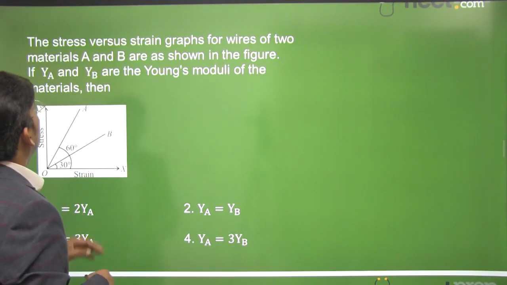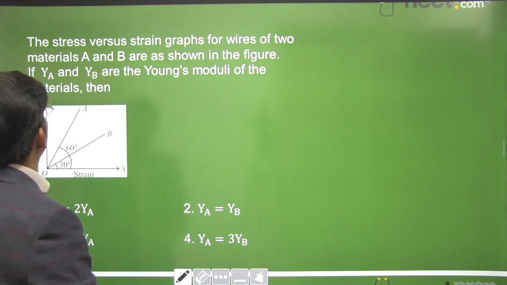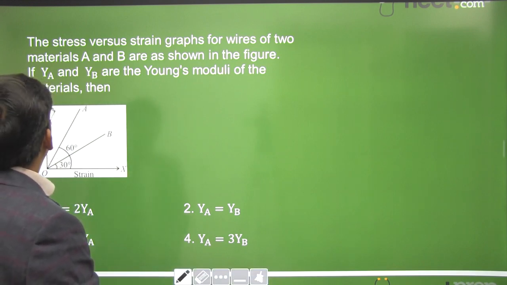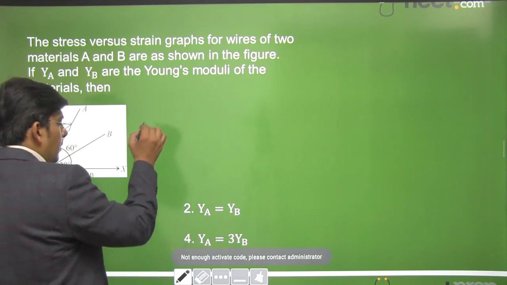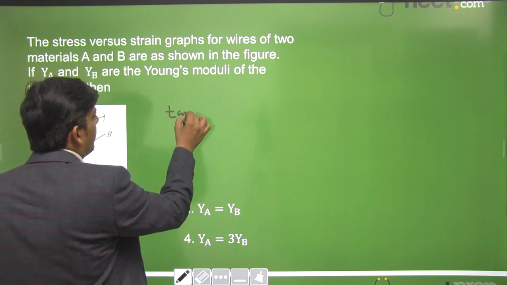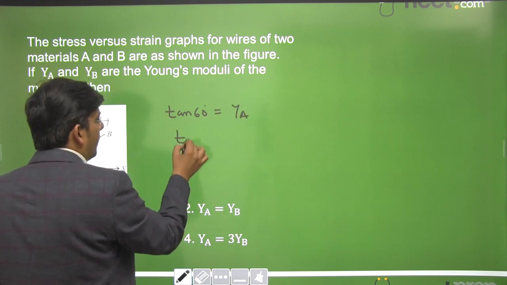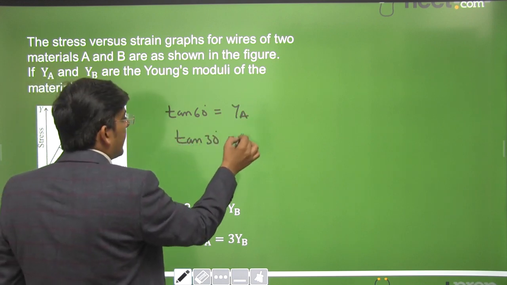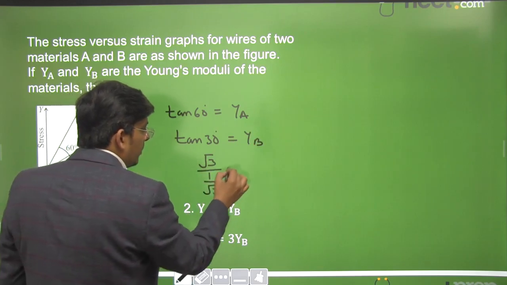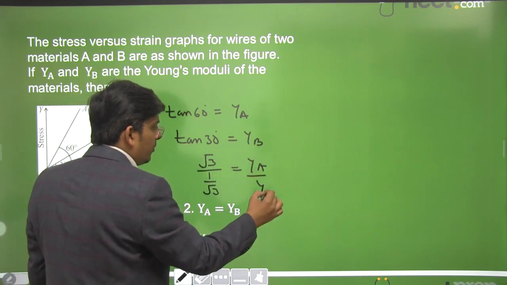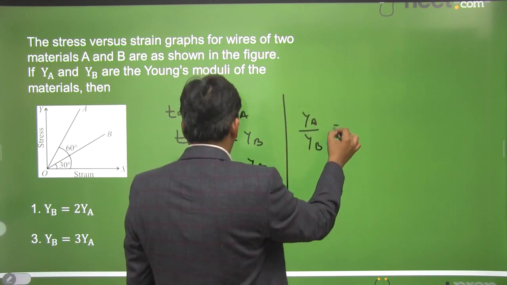Easy question. The stress versus strain graphs for two wires, materials A and B, are as shown in the figure. Ya and Yb are the Young's moduli of the materials. Then the slope of stress versus strain graph is going to give the value of Young's modulus. Ya is going to be tan 60 and Yb is going to be tan 30. Okay, tan 60 is root 3, tan 30 is 1 by root 3. This is equal to Ya divided by Yb, dear students. So the ratio of the Young's moduli is 3:1.